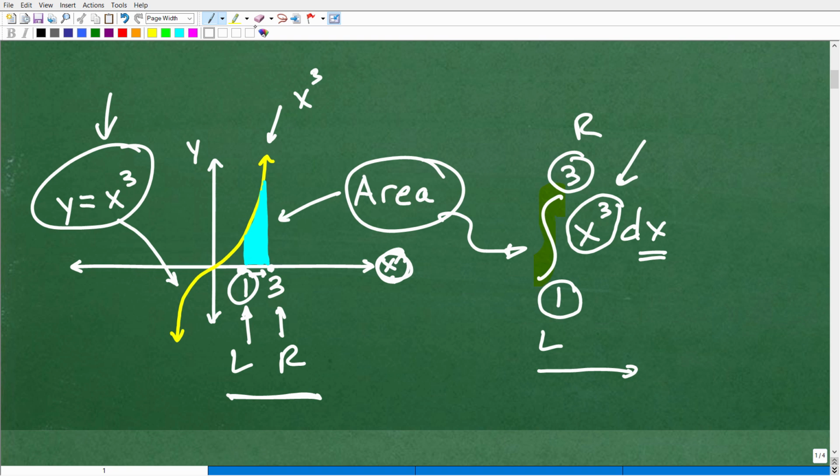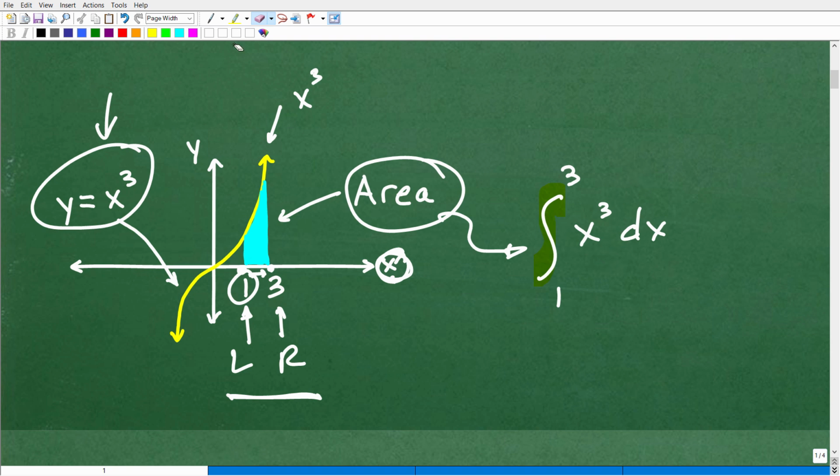Now this little dx here, that's a little technical thing that we'll skip right now, but that is important as well. But for our purposes, we won't really get into that, okay? But it's not going to deter us from solving this, okay?